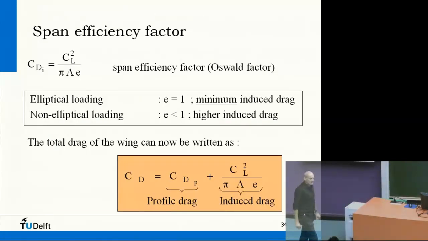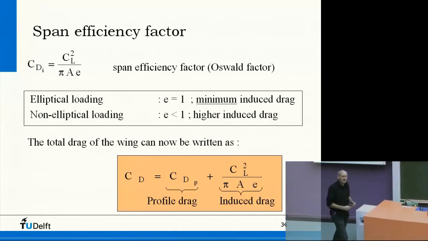Span efficiency factor. If we do not have an elliptical lift distribution on the wing, then we are off the lowest induced drag. And then we put here an e, the Oswald factor, which means the span efficiency factor. It gives you a clue how much the lift distribution differs from an elliptical one. Of course, e is 1 for an elliptical distribution, and generally, depending on the wing aspect ratio, it's about 0.85, 0.9, something like that.